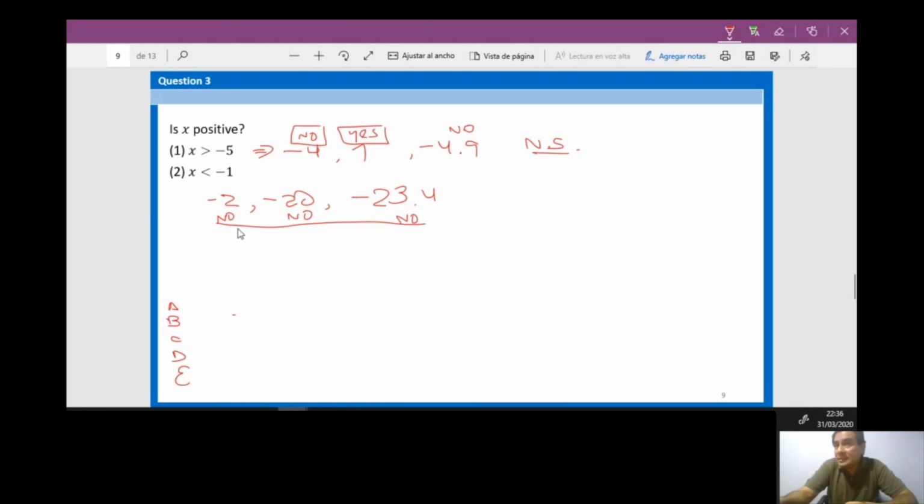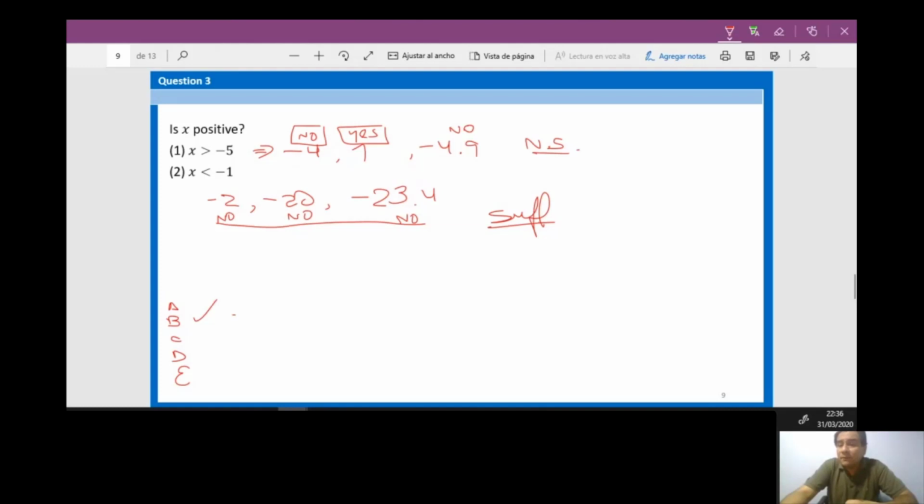Do you notice that this is a unique answer? It is always no. It will always be no. So that is sufficiency. The second statement is sufficient to answer: always no. And because of that, the correct answer is this, B.